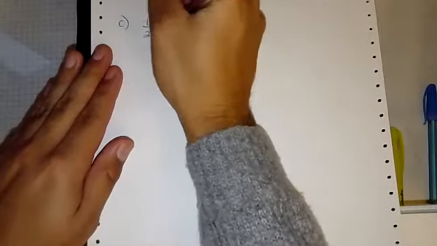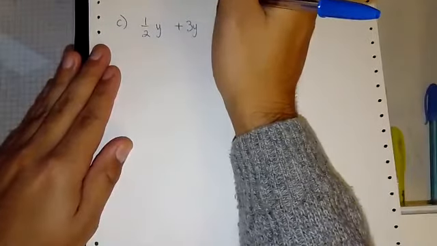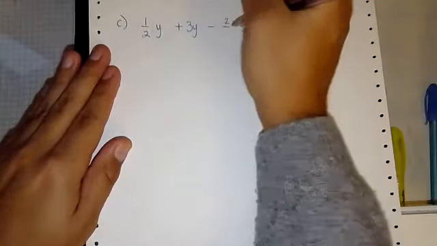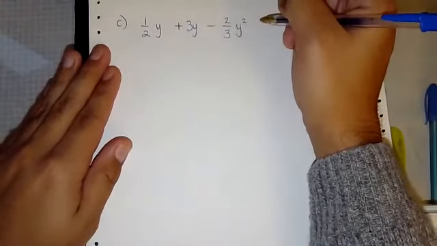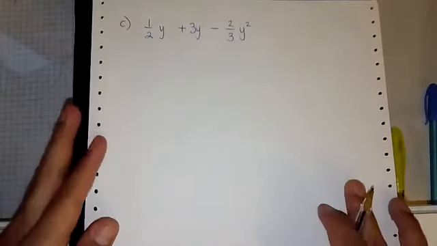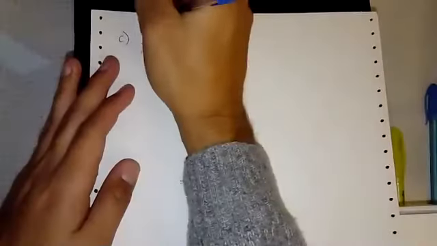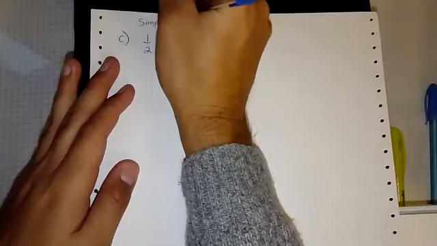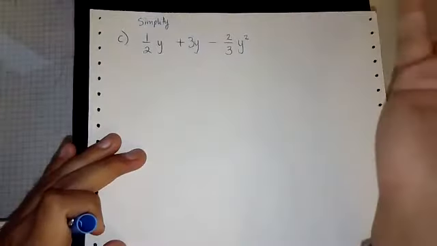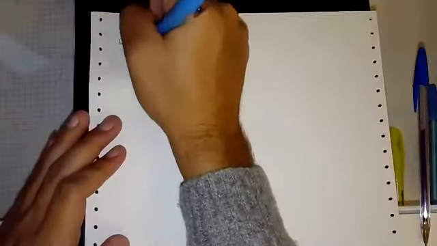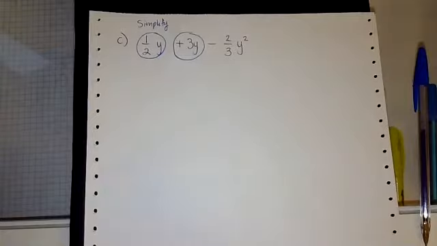Maybe we have 1/2 y plus 3y minus 2/3 y squared. Okay. Well, we want to simplify this, but here we have these as like terms. So what I like to do is circle the terms that are like terms, and then go about combining them.